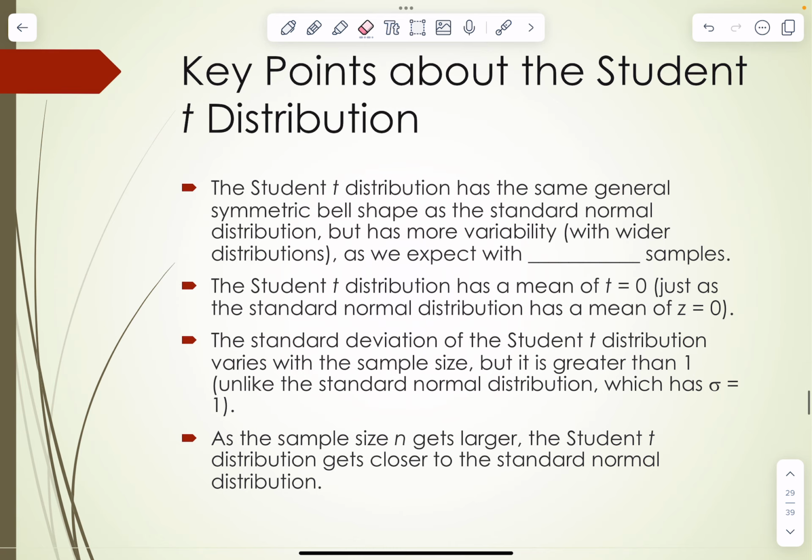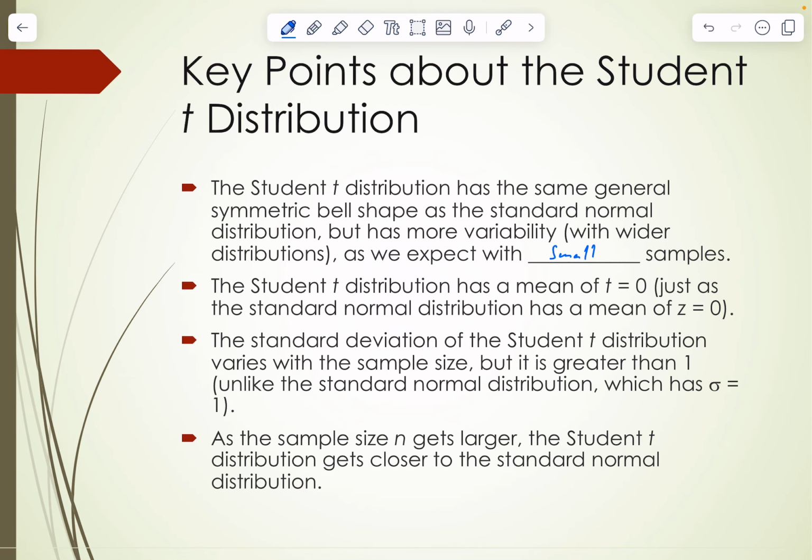So here's some key points. The student t-distribution has the same general symmetric bell shape as the standard normal distribution, but has more variability with wider distributions. And that's exactly what we would expect with small samples, not a whole lot of reduction of variance from the averaging. Okay.